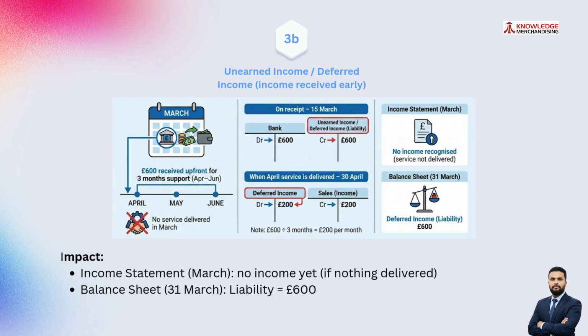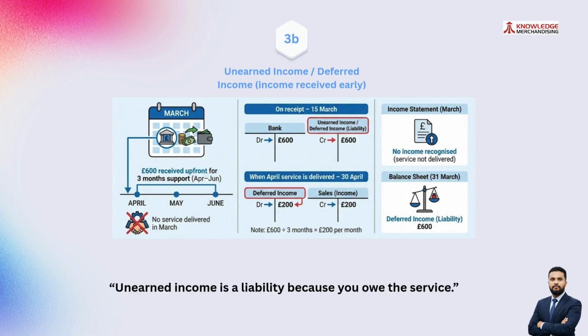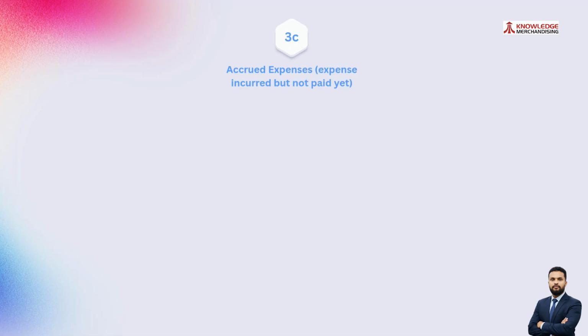Impact, income statement, March, no income yet if nothing delivered. Balance sheet, 31st March, liability of £600. Unearned income is a liability because you owe the service.